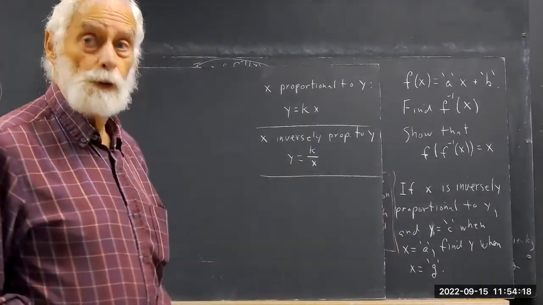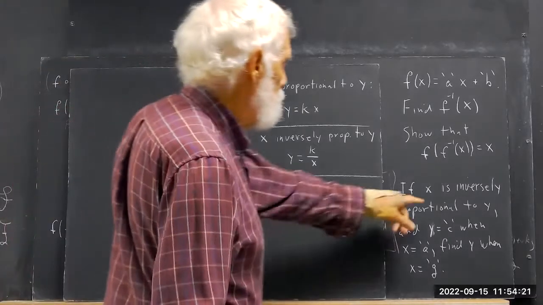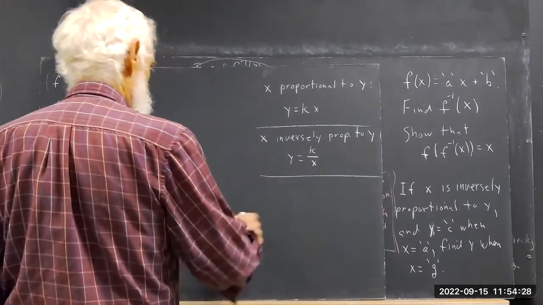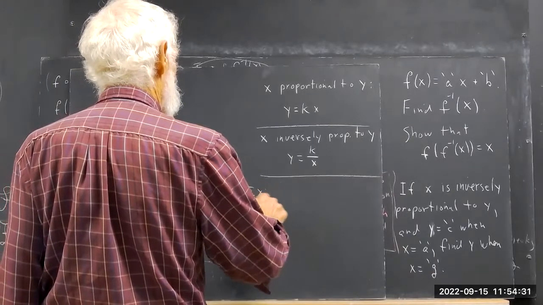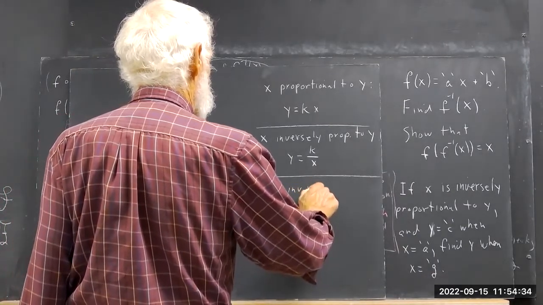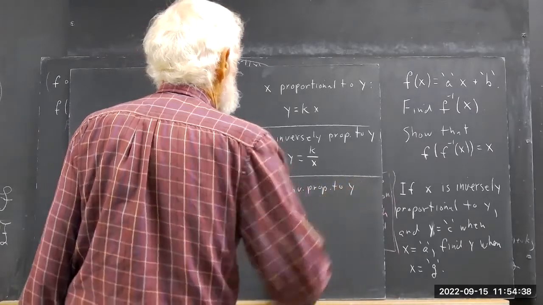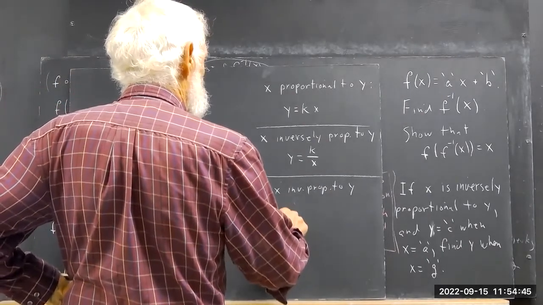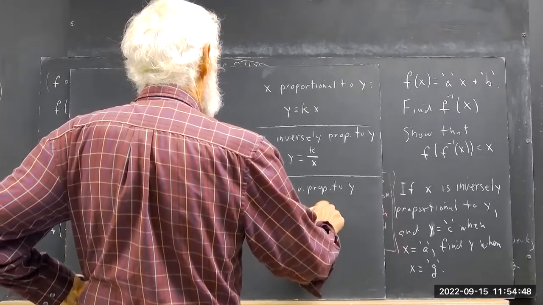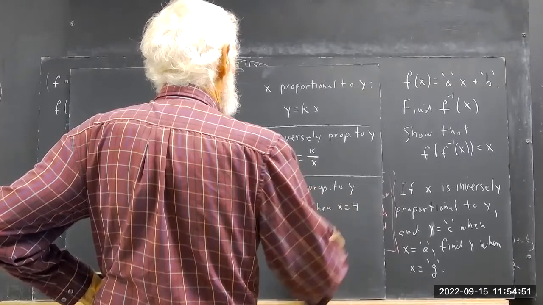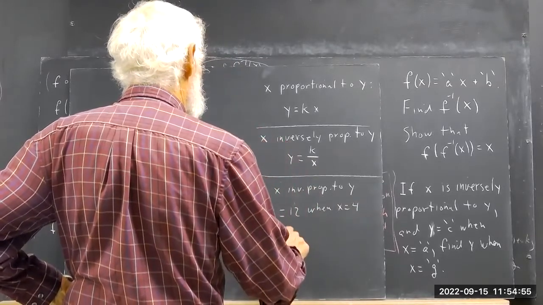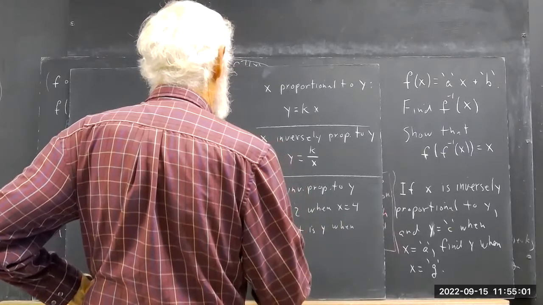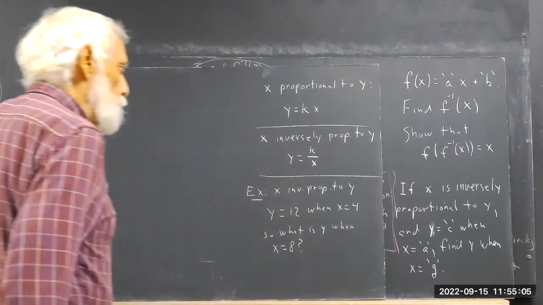Now, it helps if you do an example. So here we have x is inversely proportional to y, and let's say y equals 12 when x equals 4. What is y when x equals 8?